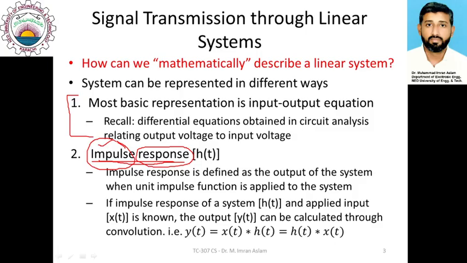Another commonly used term, although we are not representing it here, is step response. You should be able to realize what a step response is: the output that you get when you apply a step function at the input side. Mathematically, the impulse response is the output of the system when a unit impulse function is applied at the input side.